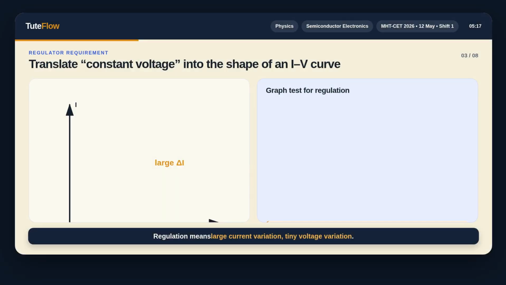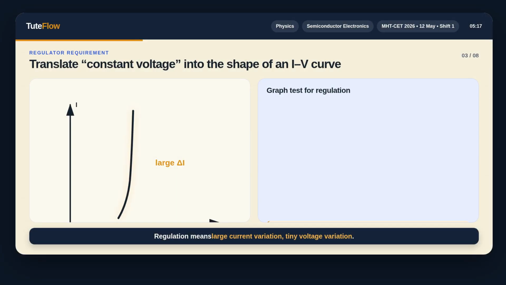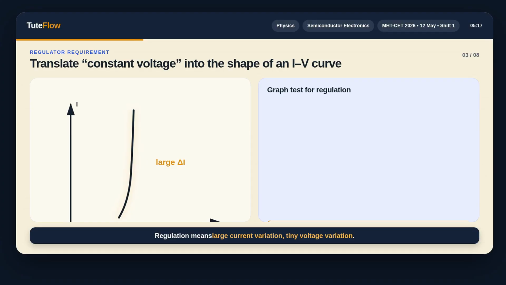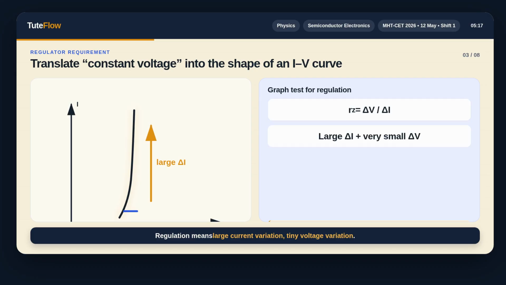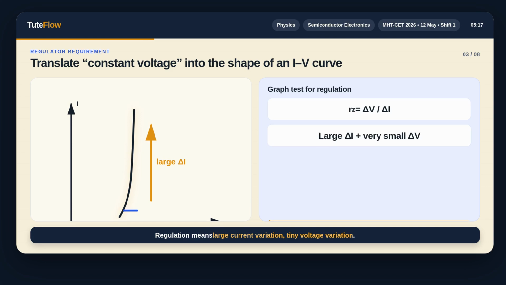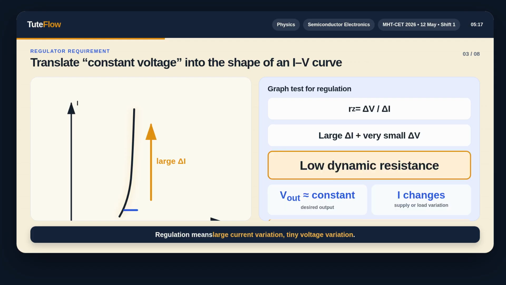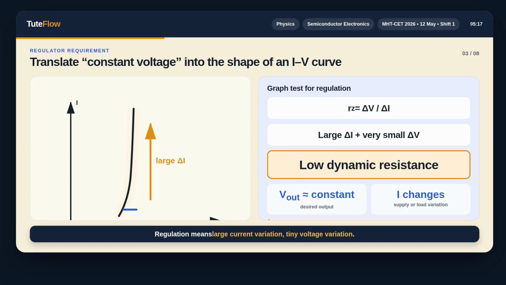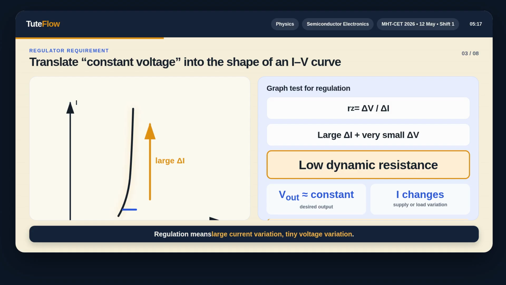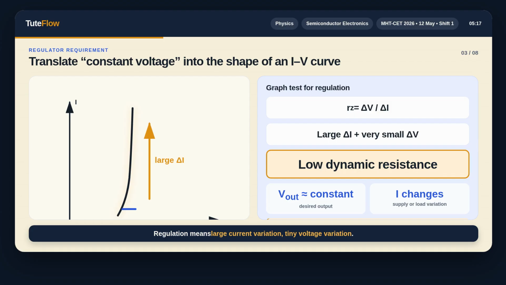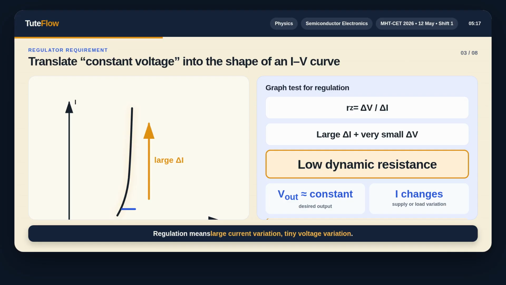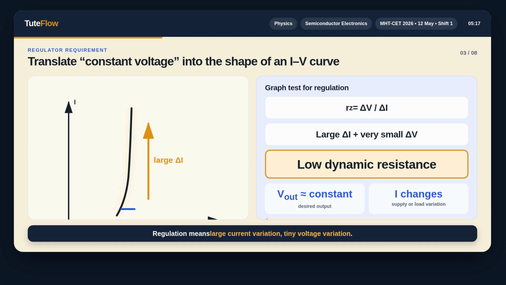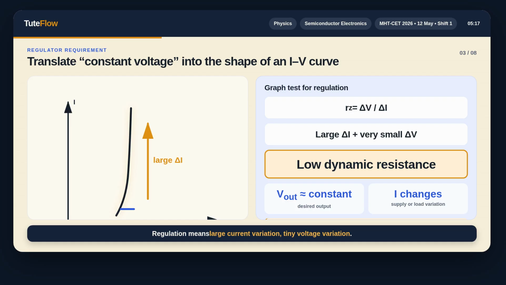Now translate the words voltage regulator into a graph condition. A regulator should hold the output voltage nearly fixed even when the supply voltage or load current changes. On an I-V graph, that means a large change in current should produce only a very small change in voltage. In other words, the operating region must have very small dynamic resistance, defined as delta V divided by delta I. A nearly vertical characteristic is therefore useful, provided it occurs at the required reverse voltage.